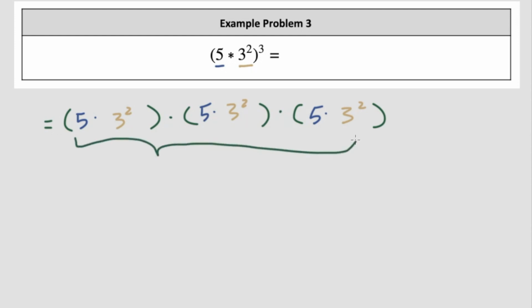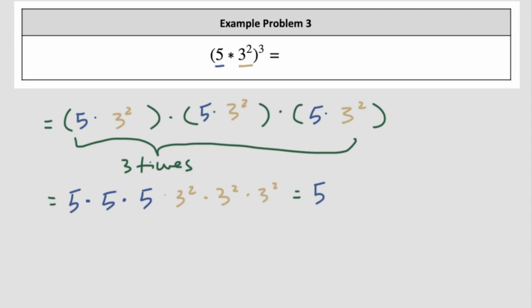Well, after that, I realized that I am multiplying each and every one of these sets, 5 times 3 to the power of 2, 3 times. Then I will take 5 times 5 times 5, I'm going to rearrange it a little bit, get rid of the parentheses because we're multiplying, and do the 3 to the power of 2 times 3 to the power of 2 times 3 to the power of 2. I know from the product rule that I can combine them.